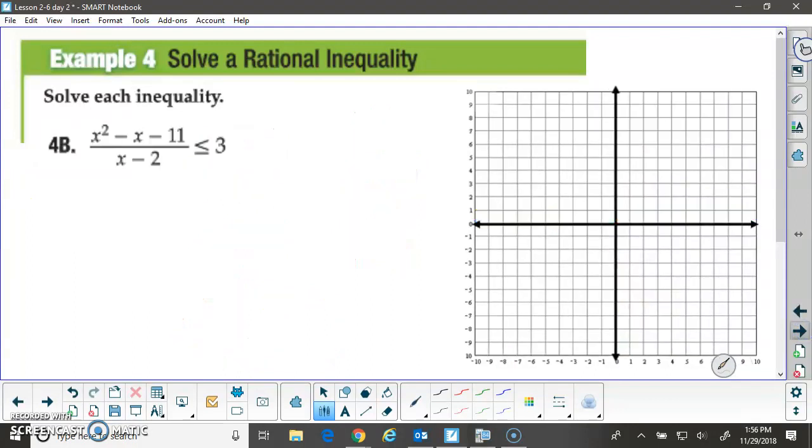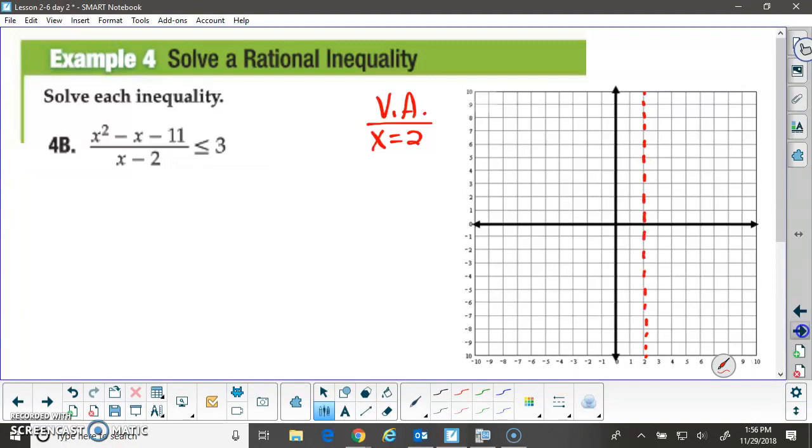Let's do another example. This next example, you can see we've got a rational function on the left, we've got a y value of 3 on the right, and we have to graph this function first. So I can tell that my vertical asymptote is going to be at 2. So I'll put that vertical asymptote in at 2.